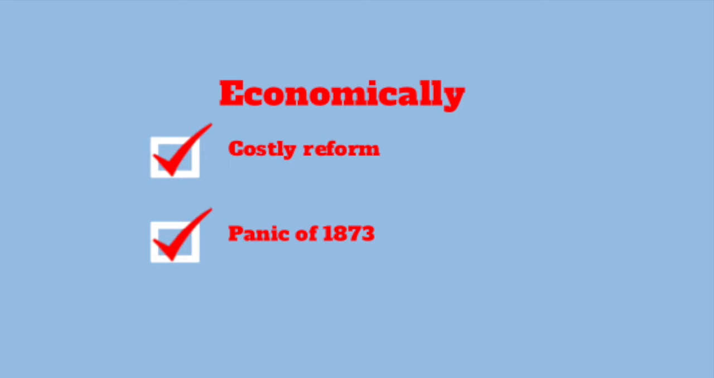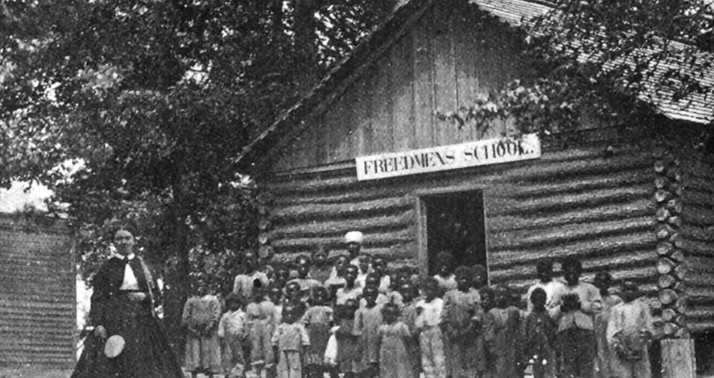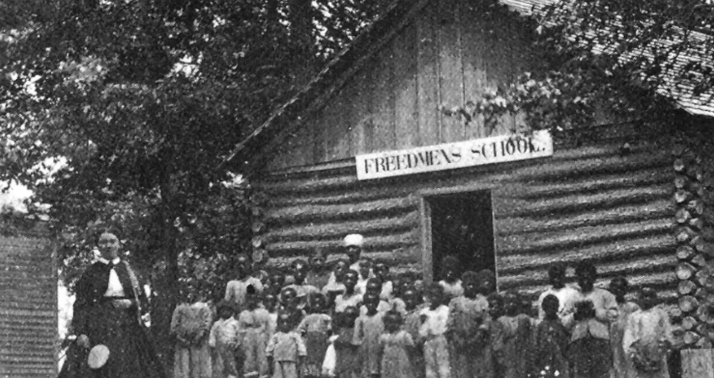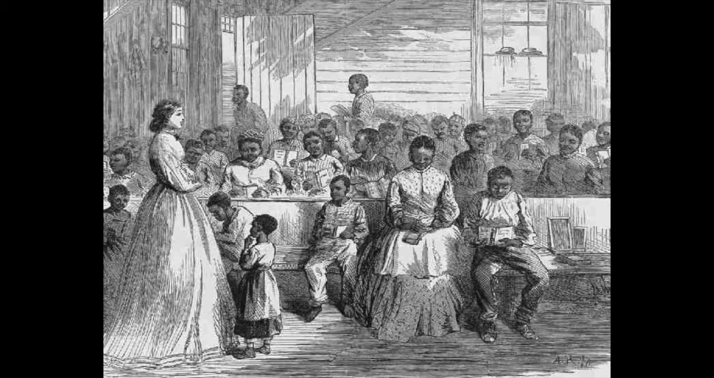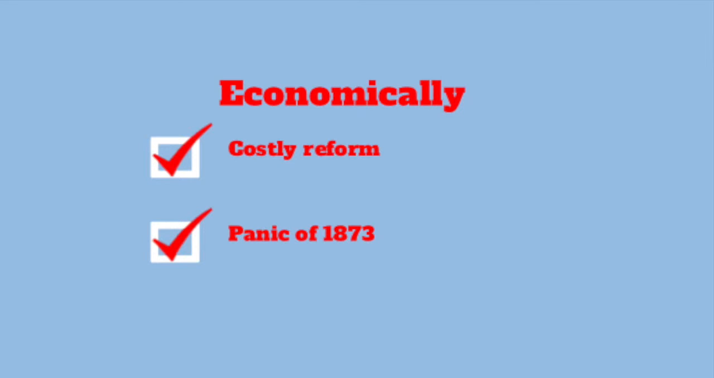Reconstruction failed due to economic reasons because it was very costly. It brought forth many new reforms, one of them being education reform. By 1875, over half of black children were attending school in Mississippi, Florida, and South Carolina. But this reform was costly, and Northerners were paying the high taxes to support Reconstruction in the South.